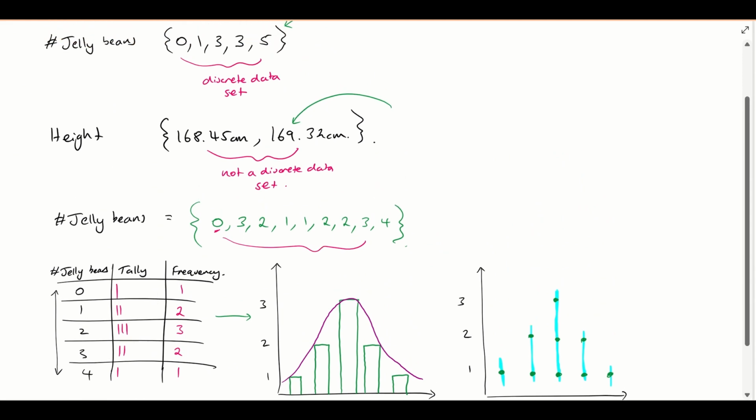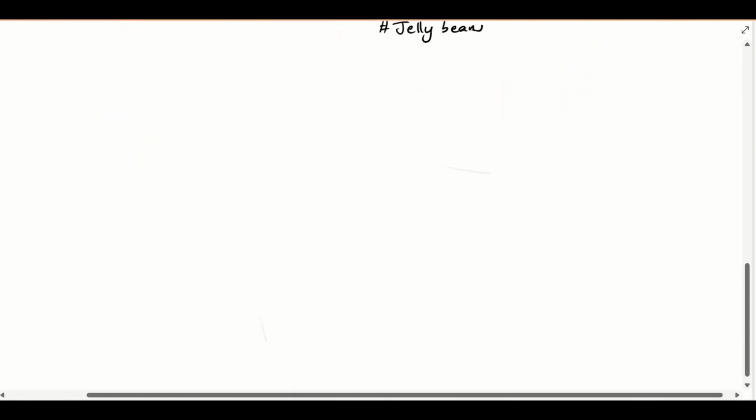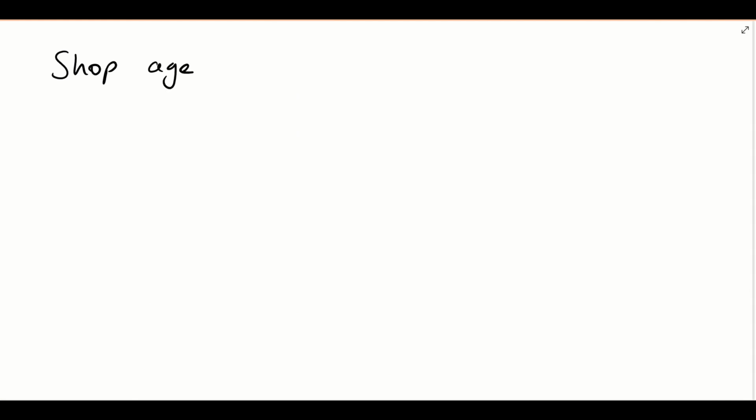But what if we have lots of discrete data? So for example, we go into a shop and we ask everybody what their age is. So the ages of people in a shop. And this is the data set that we get.